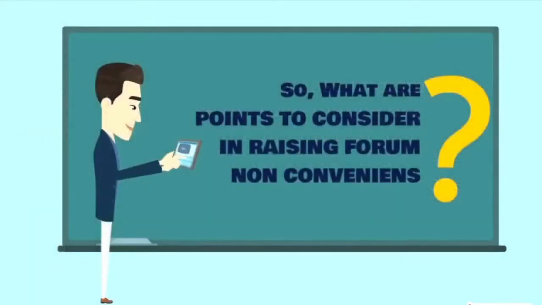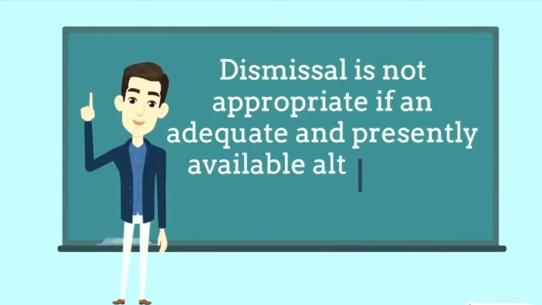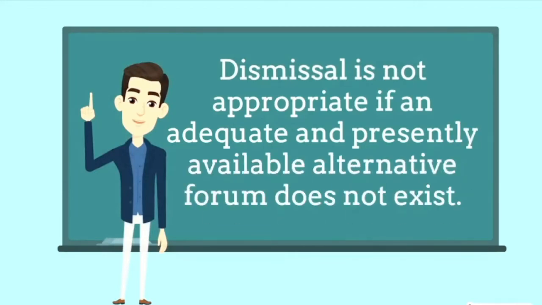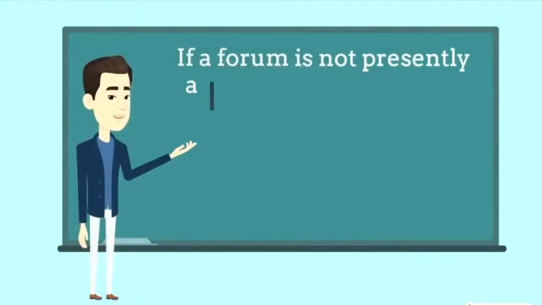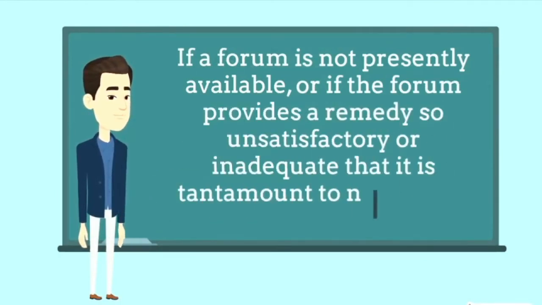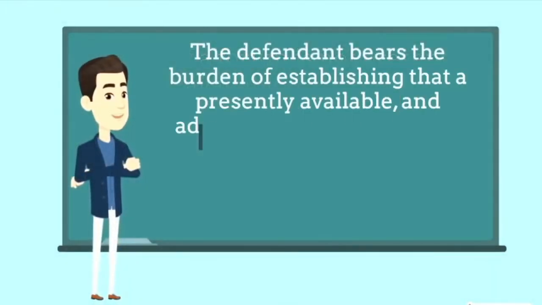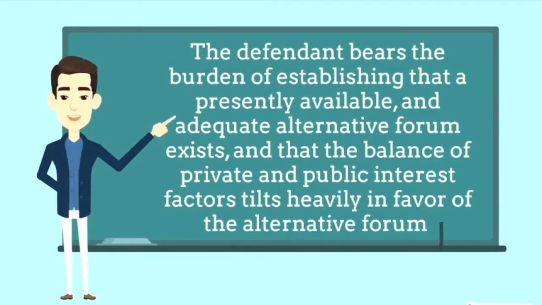What are the points to be considered in raising forum non conveniens? Dismissal is not appropriate if an adequate and presently available alternative forum does not exist, or if the forum provides a remedy so unsatisfactory or inadequate that it is tantamount to no remedy at all. The defendant bears the burden of establishing that a presently available and adequate alternative forum exists, and that the balance of private and public interest factors tilts heavily in favor of the alternative forum.